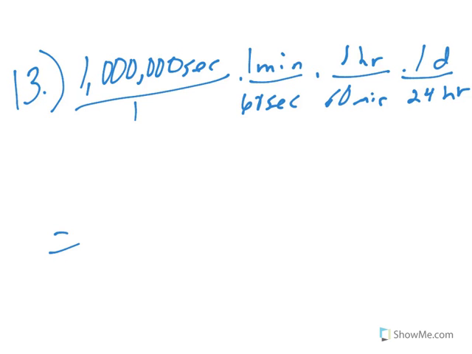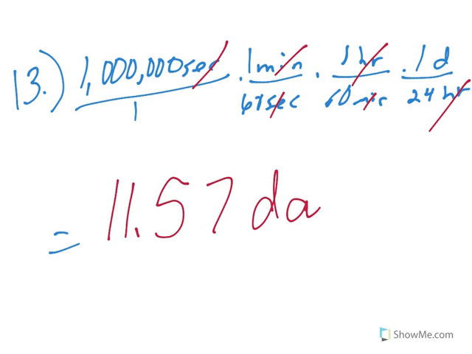Number 13, counting to 1,000,000, 1 second per number. That's 1,000,000 seconds. Well, seconds go to minutes. Minutes go to hours. Hours can go to days. So when you multiply the top, you get 1,000,000, and on the bottom you get a number, and when you divide, you get 11.57 days. So it'll take you a little over 11 and a half days to count to 1,000,000 if it takes you 1 second per number. That's a long time.